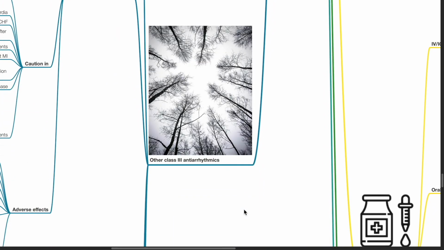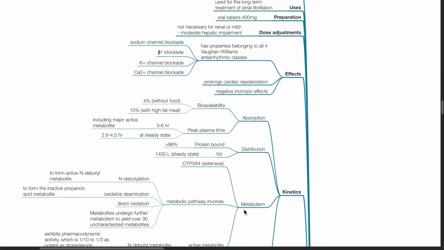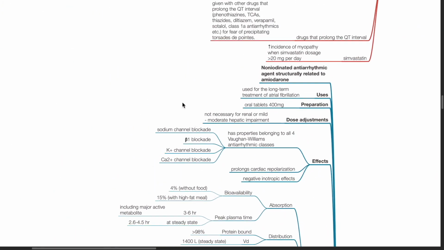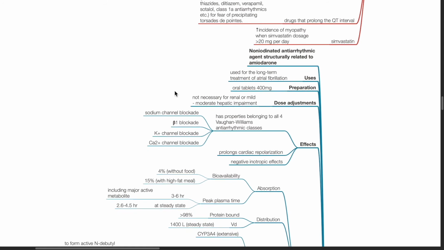Other class 3 antiarrhythmics. Dronedarone. This is a non-iodinated antiarrhythmic agent structurally related to amiodarone and is used for long-term treatment of atrial fibrillation. It presents as oral tablets of 400 mg. Dose adjustments are not necessary in renal or mild to moderate hepatic impairment.